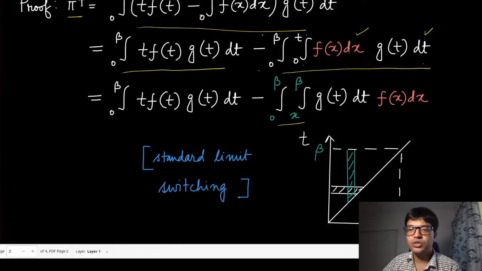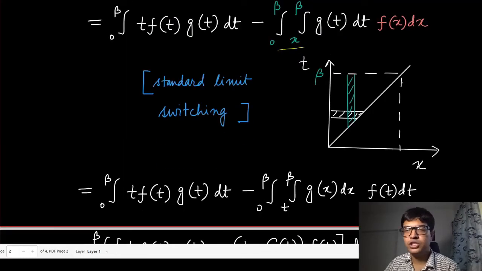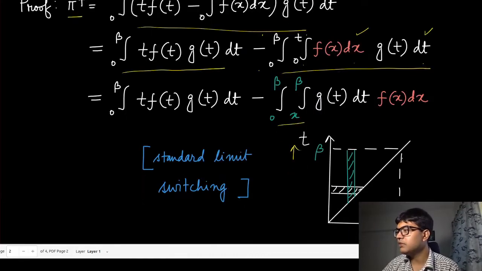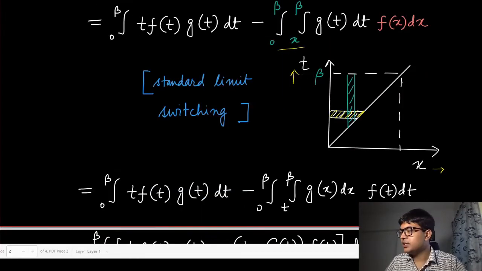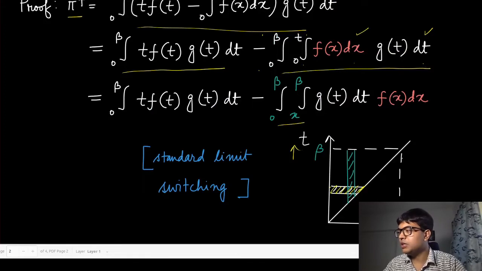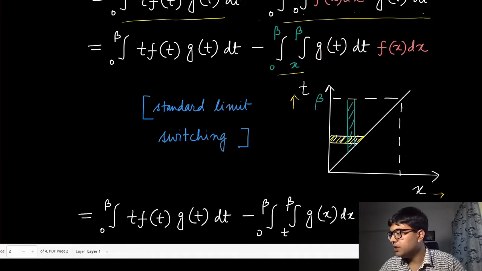So how do we do this change of order in the integration? This is standard limit switching. We have x on this x-axis and t on the other axis. In the original form, x was running from 0 to t, and t was running from 0 to beta. So we have to look at which space this double integral covers. The first part is when x is moving from 0 to t. If you look at this part here, this is where x starts from 0 and goes to the value of t.